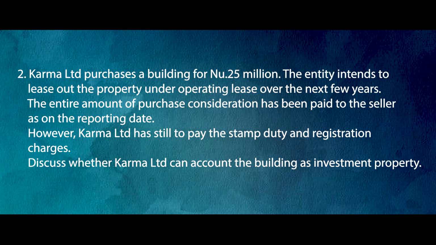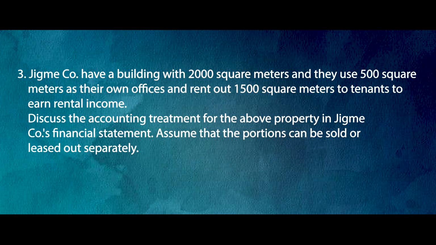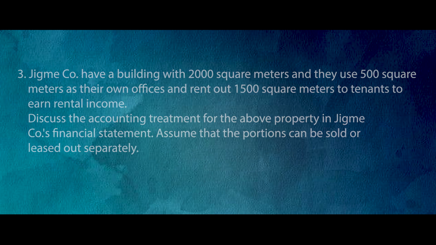Now the third question is, Jigme Company has a building of 2000 square meters and they use 500 square meters as their own office and rent out 1500 square meters to tenants to earn rental income. Discuss the accounting treatment for the above property in Jigme Company's financial statement. Assume that the portions of the property can be sold or leased out separately.